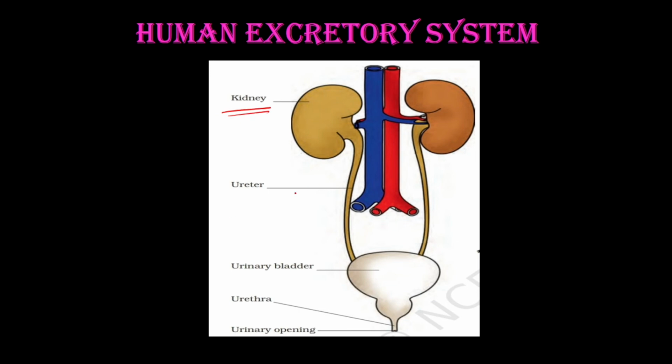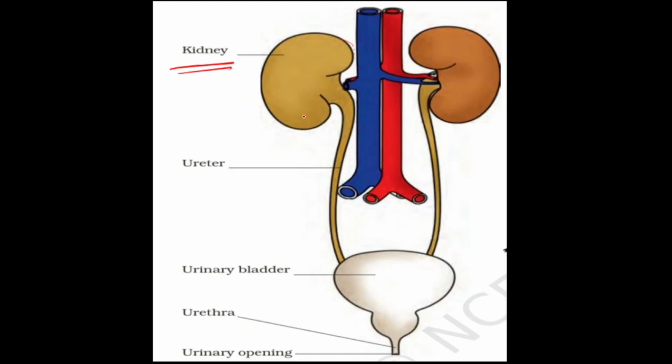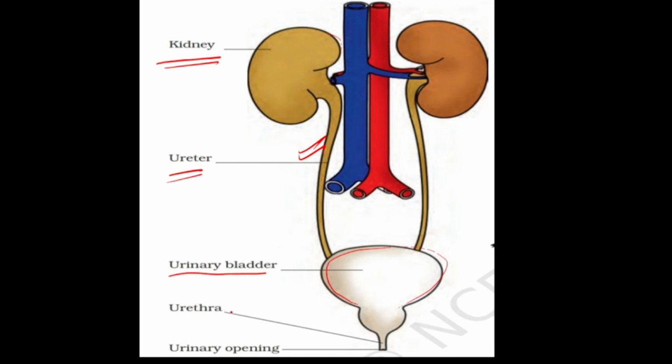Now, the human excretory system consists of various organs. The first one is the kidney. It is a reddish colored, bean-shaped structure. Ureters are present. These are two in number, or you can say one pair is there, and they are tubular structures. Then the urinary bladder, which is a muscular organ which stores urine for a specific period of time. Then the urethra, which helps to take out the urine from the body. Then the urinary opening, which is actually not any organ, just this opening is known as the urinary opening.